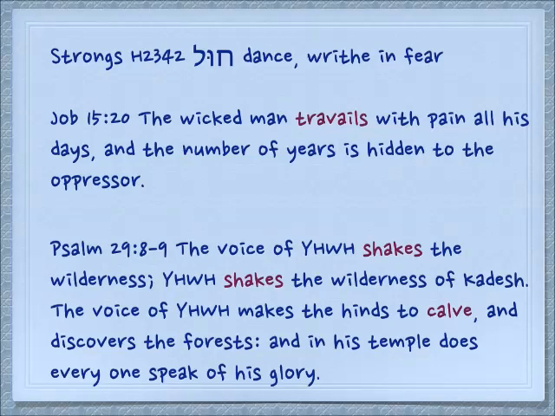Psalm 29:8-9, "The voice of Jehovah shakes the wilderness. Jehovah shakes the wilderness of Kadesh. The voice of Jehovah makes the hinds to calve and discovers the forests, and in his temple does everyone speak of his glory." Very specifically, in terms of writhing and cords, this verb will relate to giving birth.